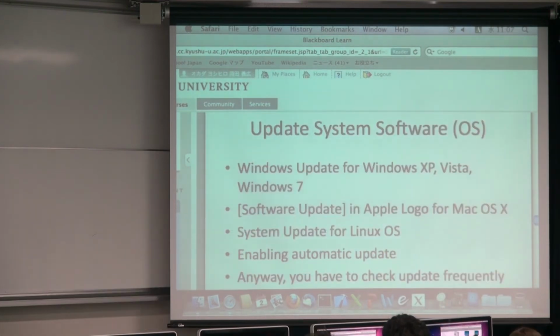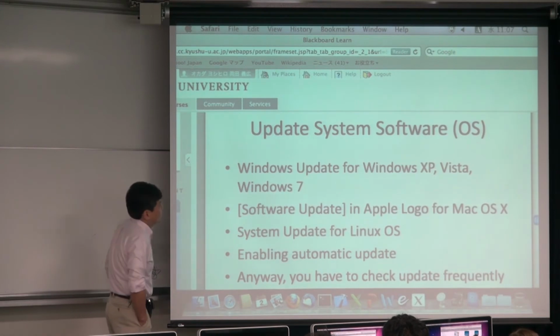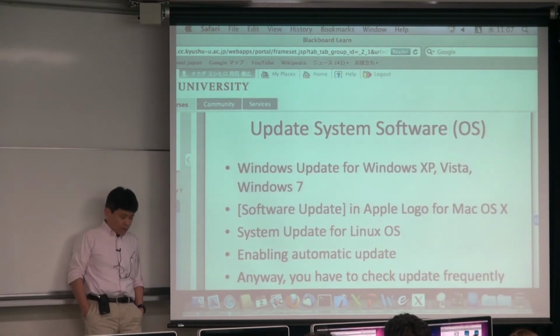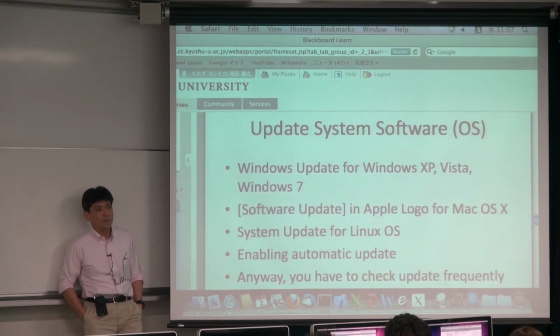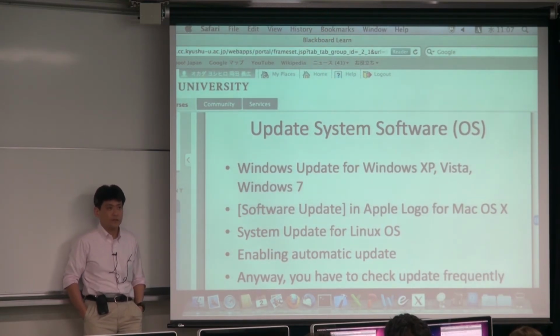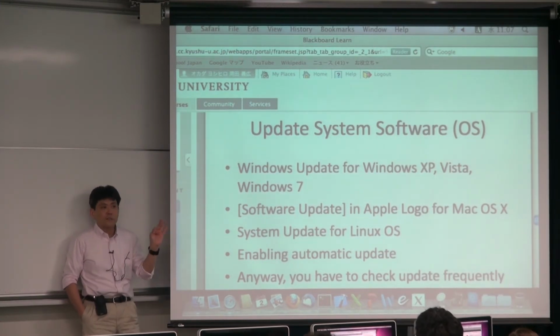Okay. Another thing is the operating system. As I explained, the operating system is a collection of several fundamental software: an editor, sometimes a compiler, a browser, a file access system, and so on.